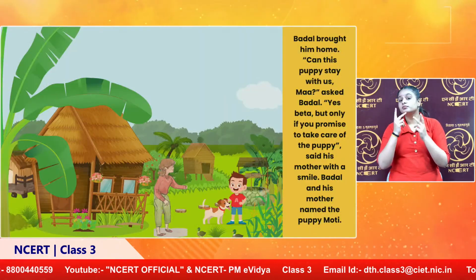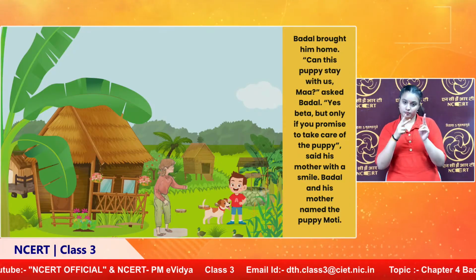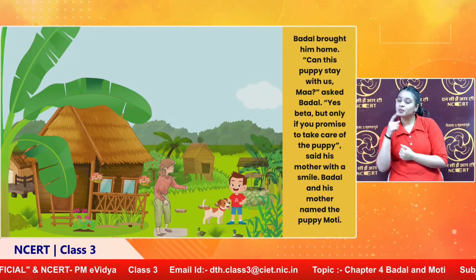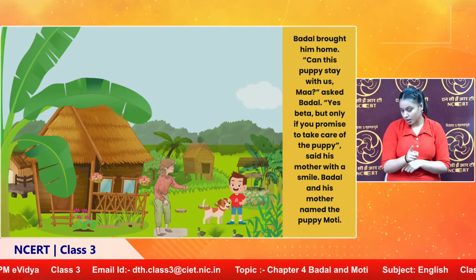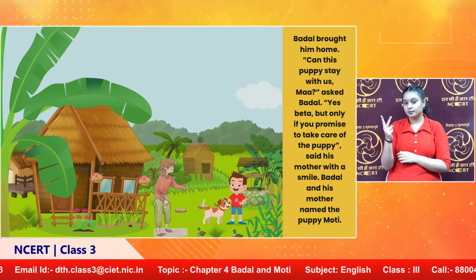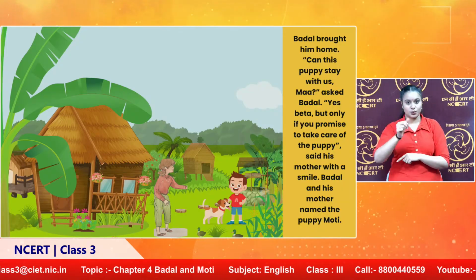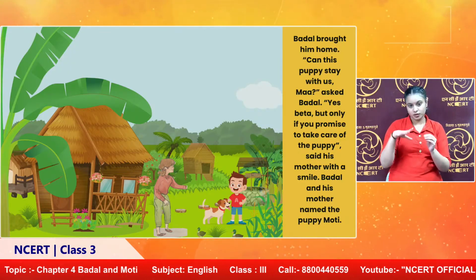So he picked up the puppy and Badal brought him home. "Can this puppy stay with us, Ma?" asked Badal. "Yes, beta, but only if you promise to take care of the puppy," said his mother with a smile. Badal and his mother named the puppy Moti. Lovely, so this is how he got his name as Moti. So now you know they are Badal and Moti together sitting in front of you.